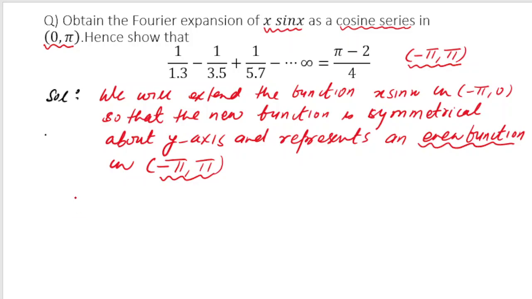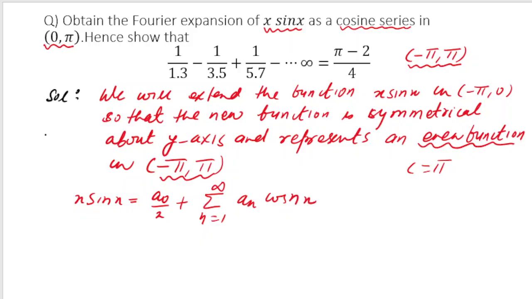So in this case, what will be the expansion? X sine x will be equal to a naught by 2 plus summation n varies from 1 to infinity a n cos nx, since here c is equal to pi, right? So it will be just cos nx. And how will a naught be calculated? A naught will be calculated as 2 by c, that is 2 by pi, and the limit of integration is 0 to pi. The function here is x sine x dx.